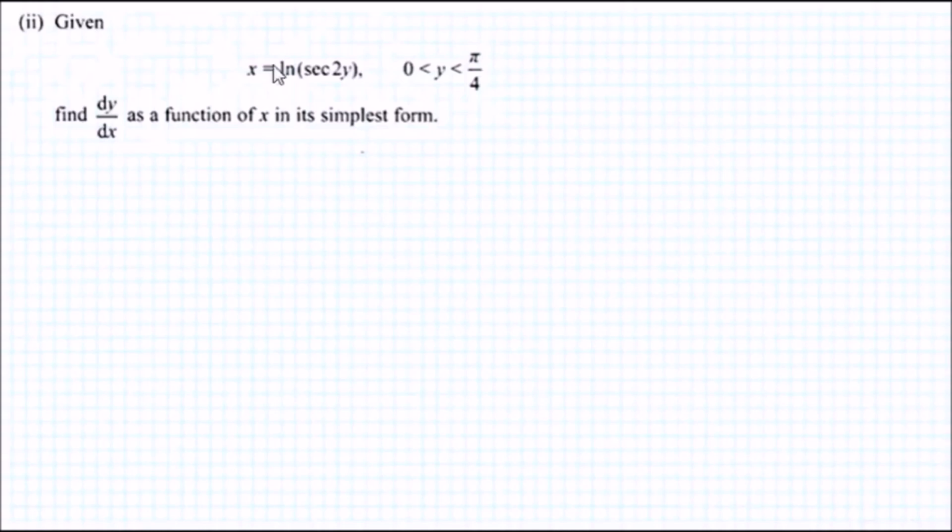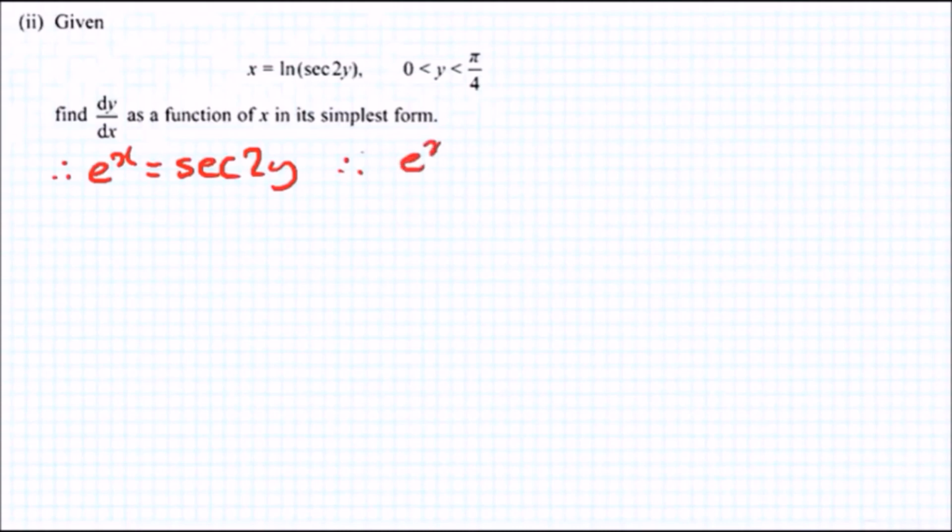So given that x equals the log of sec 2y, find its derivative in terms of x. The first thing is that I would want to get rid of this log function by taking exponential on both sides. So we should get e^x equals sec 2y. Next, I would like to rewrite this as 1 over cos 2y. So we're going to have e^x equals 1 over cos 2y. The main idea is to always work in terms of sine and cos, because you can get every single answer. Sec, tan, etc. can be kind of confusing.